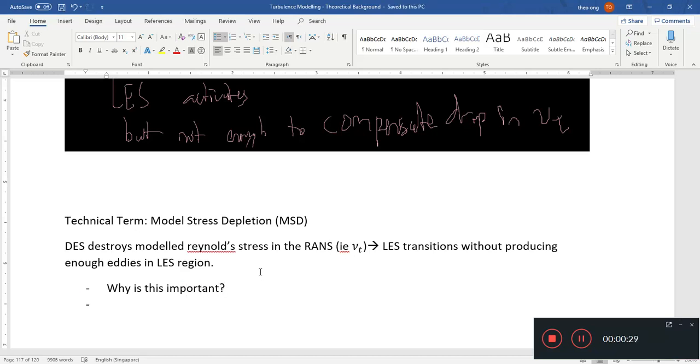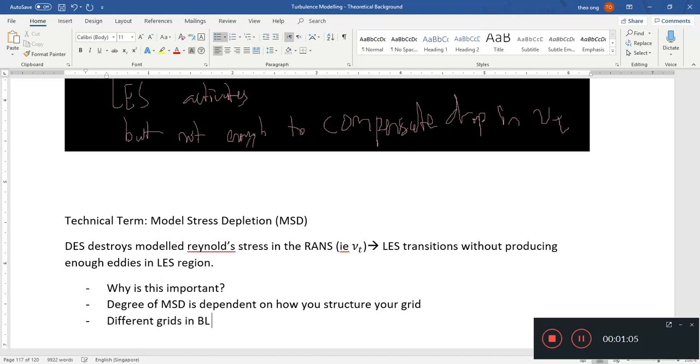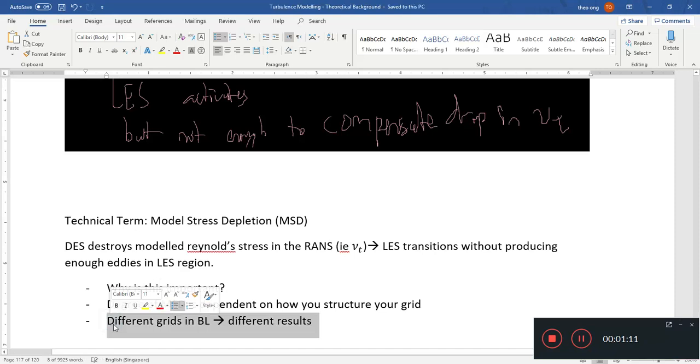I already told you what model stress depletion was, but what I didn't quite clarify was that the degree of MSD is dependent on how you structure your grid. So what does this mean? In other words, different grids in the boundary layer give you different results. This is the key problem with model stress depletion.